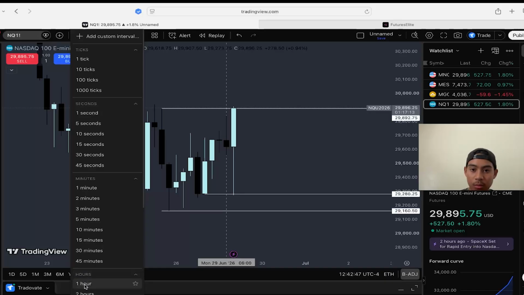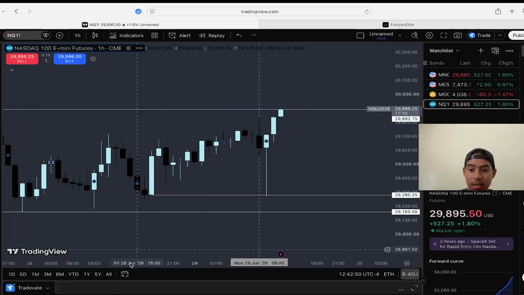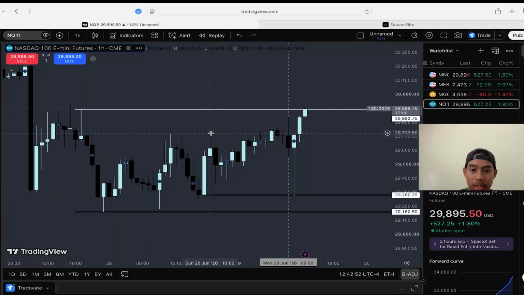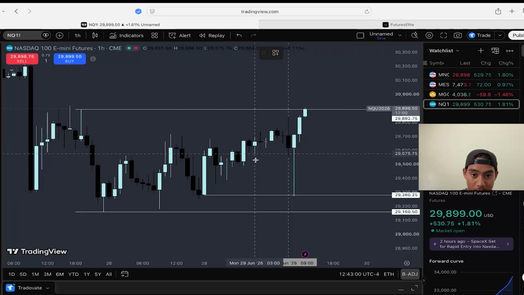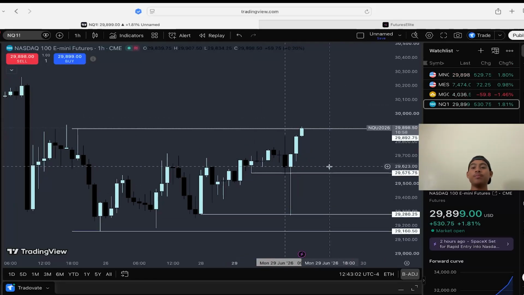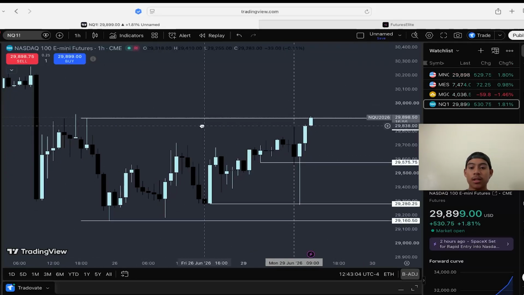And then on the 1 hour, we've got to keep scaling down. What else did I mark out? London low, which was right here. This London low right here. So boom. All my draws are marked out.